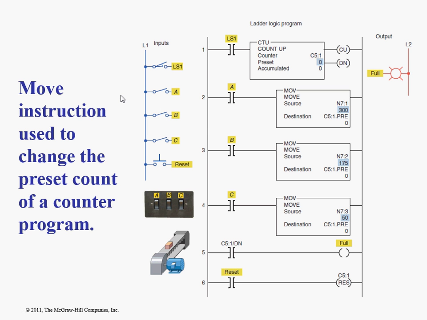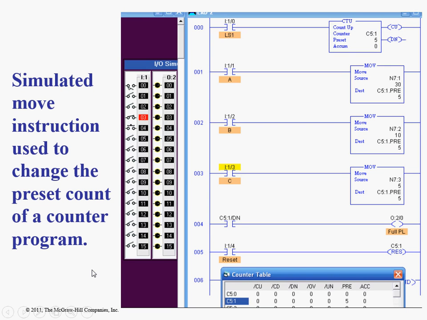Do the same thing with the counter. Notice the destination is C5:1.PRE for preset. You can even move into the accumulated value. I told you how counters need reset. Stick a 0 in there. Depending on your circumstance and what you're doing, you might do that too. This does the same thing. They just moved it in here, and now they're moving the data from N7:1.